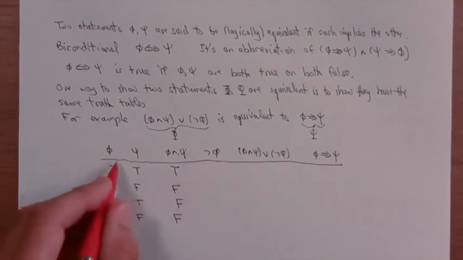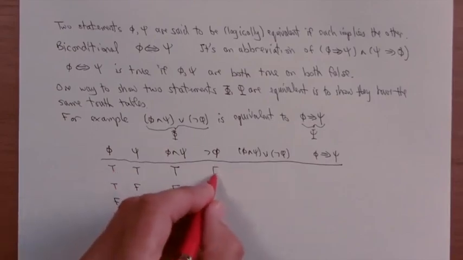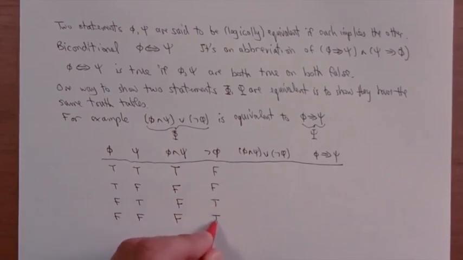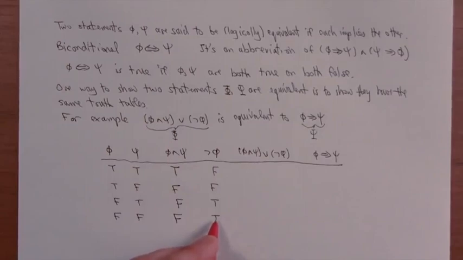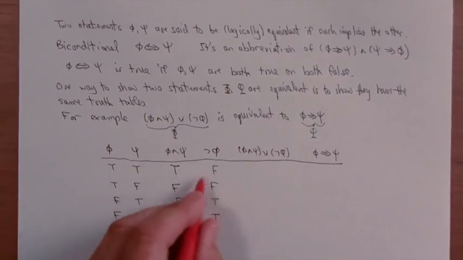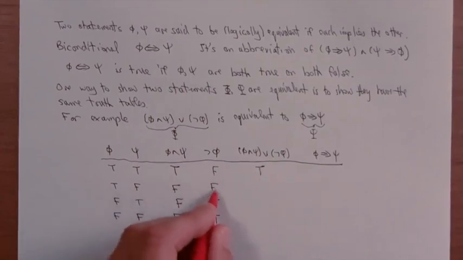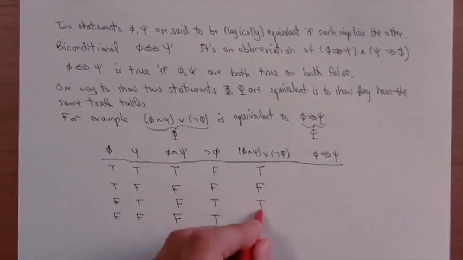Negation simply flips T and F. So we have T, T, F, F becomes F, F, T, T. Now I'm going to disjoin this with that, and disjunction picks out at least one T. Well, there's a T there, so I'm going to get a T here. There's no T, so I'm going to get an F. There's a T there, which gives me a T, and there's a T there, which gives me a T.